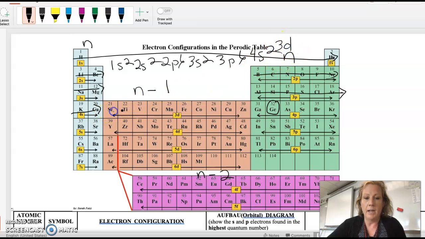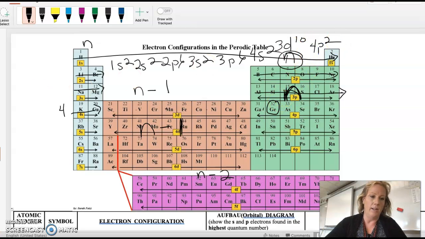And then I'm going to count 1, 2, 3, 4, 5, 6, 7, 8, 9. If it was 9, if it was copper, I would have just stopped with 3d9. But I'm going to go all the way through the d. So I'm going to write a 10. And then I'm going to pop back out and I'm still in n. So that these guys are n. These guys are n minus 1, the d block. So then I pop back out. I'm still in n is 4, 4p2.